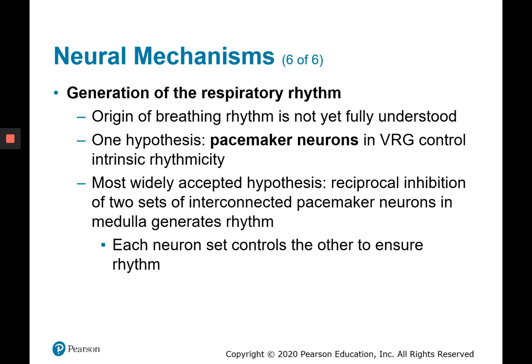In order to generate the respiratory rhythm, we believe there are pacemaker neurons. These pacemaker neurons are in the VRG, and they control intrinsic rhythmicity. The most widely accepted hypothesis is that there is a series of reciprocal inhibition with two sets of interconnected pacemaker neurons, and that each neuron set controls the other to ensure rhythm so that they don't fire both at the same time. Instead, one fires and causes inspiration, the other fires to inhibit that inspiratory signal, and we get expiration.